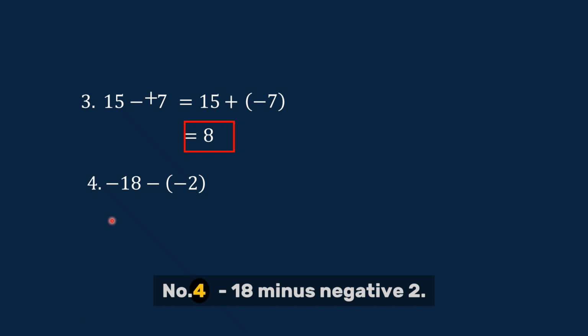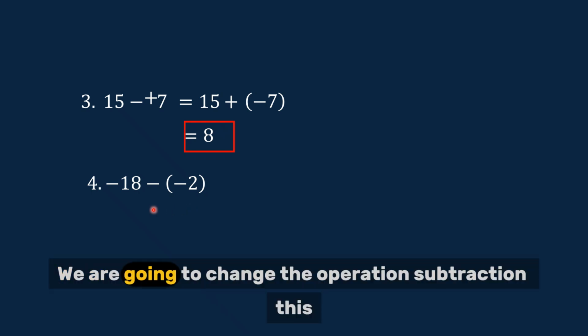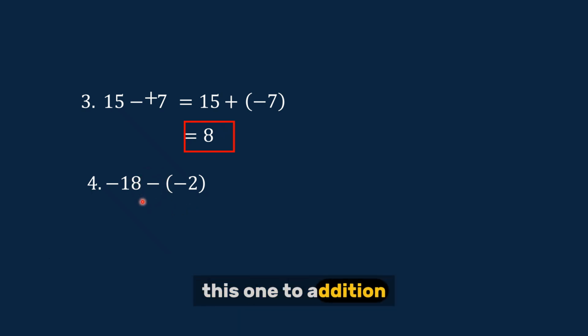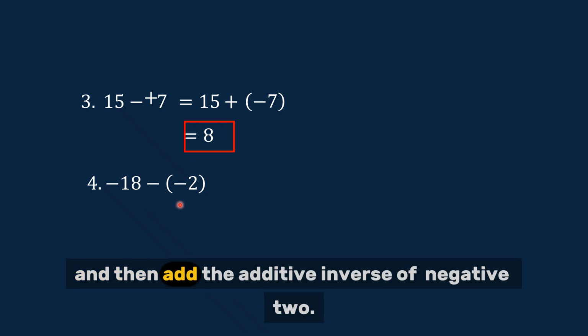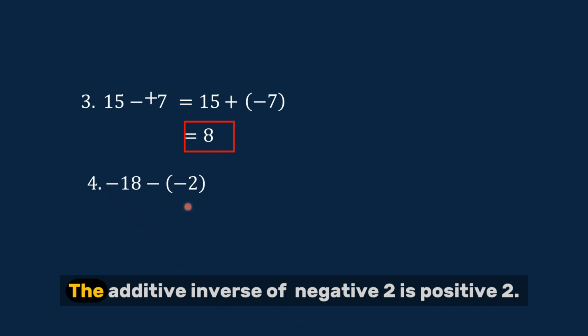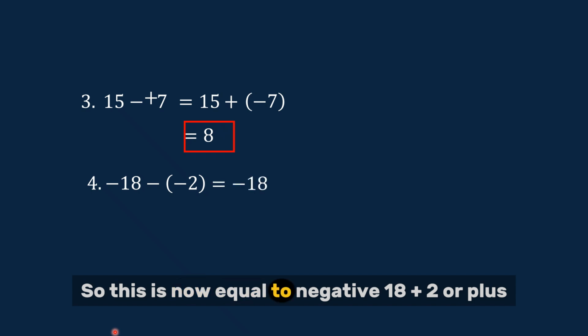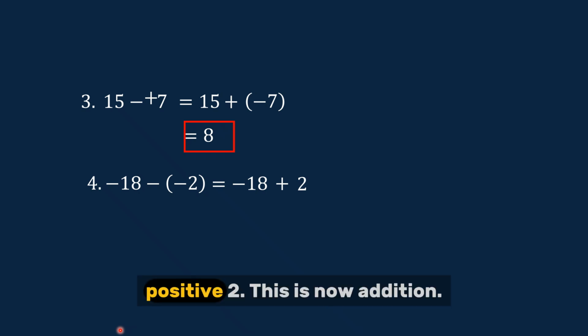Number 4. Negative 18 minus negative 2. We are going to change the operation subtraction, this one, to addition, and then add the additive inverse of negative 2. The additive inverse of negative 2 is positive 2. So this is now equal to negative 18 plus 2 or plus positive 2.